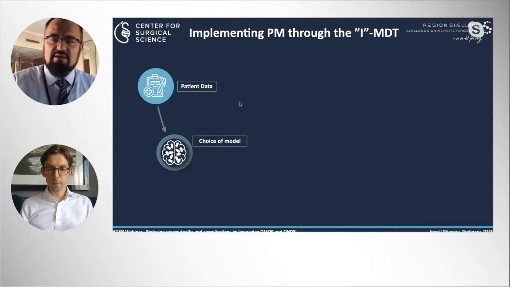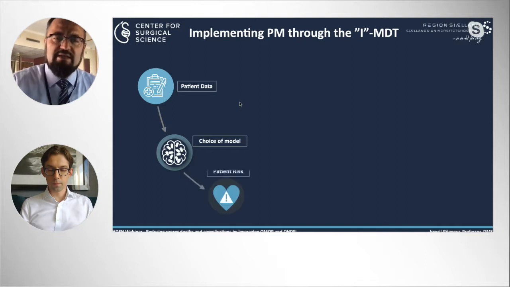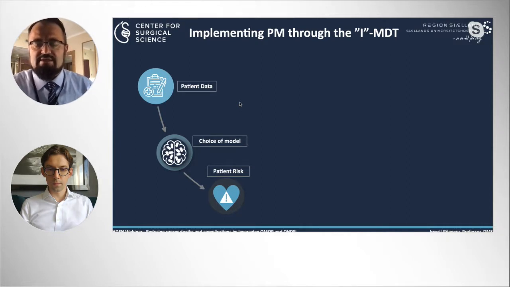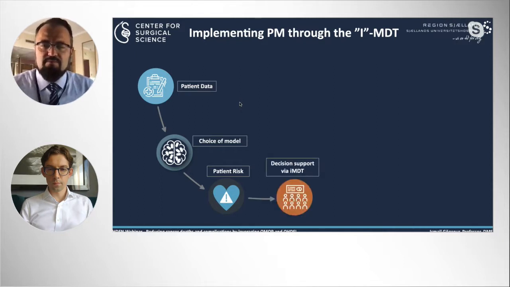So the essential part is to make the model and to have a prediction of that individual outcome, which is, for example, 90-day mortality. So the next step, I think, is of crucial importance. When we are in the multidisciplinary team, we are clinicians, colleagues that have limited time to make a decision.